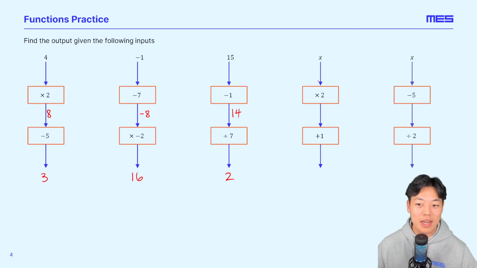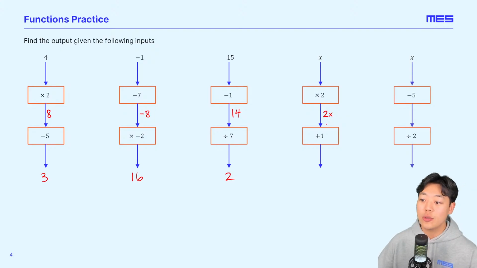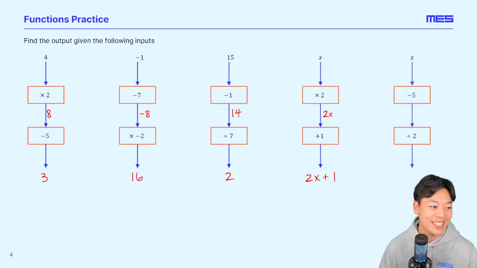All right, this next one. Now, again, we'll take it step by step. The first thing we do to this x here is multiply by a 2. So I get 2x. We don't know what x is, so this is how we write it. We get 2x, and then we tack on a 1, a plus 1. So we get 2x plus 1, just like this.